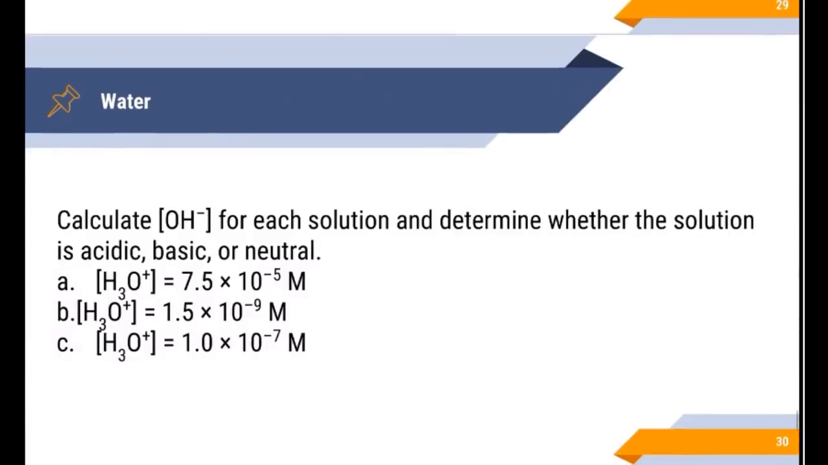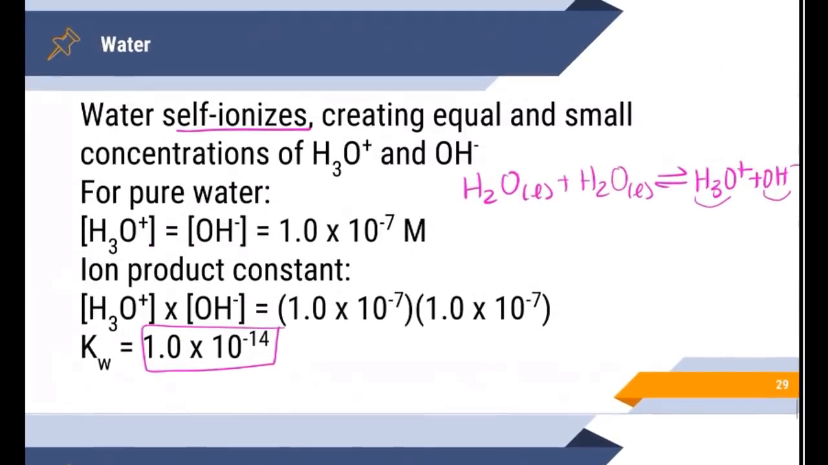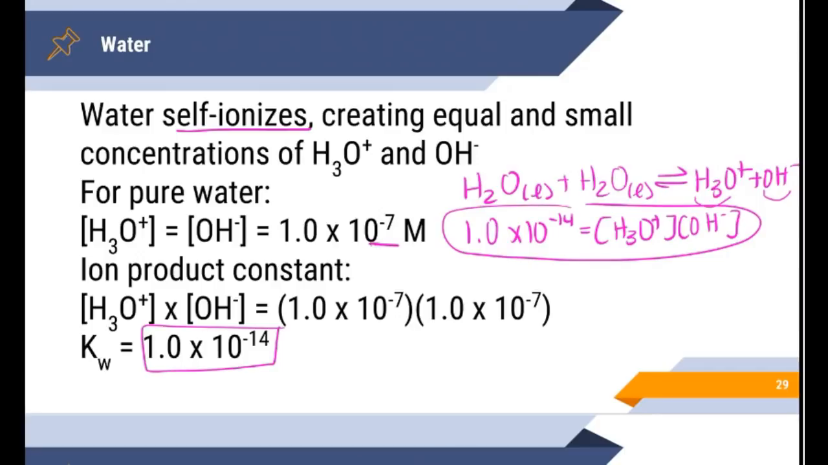We do get a really cool equation out of this, though. The equation that we get out of this is going to help us with these next problems. The equation is 1 times 10 to the negative 14 is equal to the concentration of hydronium times the concentration of hydroxide. If it's neutral, then both of them are 10 to the negative 7. If it's not neutral, though, you can use this. They always have to add back up to this constant. So this is a constant. Don't worry about sig figs with it either.